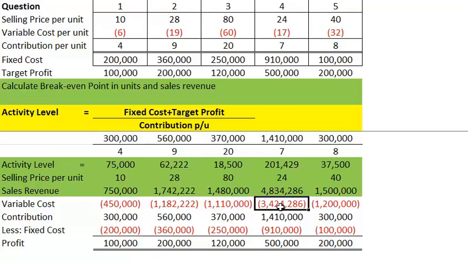In the same way, we can calculate total variable cost. Level of activity multiplied by variable cost per unit 17 pound. Variable cost is 3.4 million. We deduct it from our sales revenue of 4.8 million. We arrive at a total contribution of 1.4 million. We deduct fixed costs from our total contribution. When we deduct 910,000 from 1.4 million contribution, we arrive at a profit of 500,000, which is our target profit.